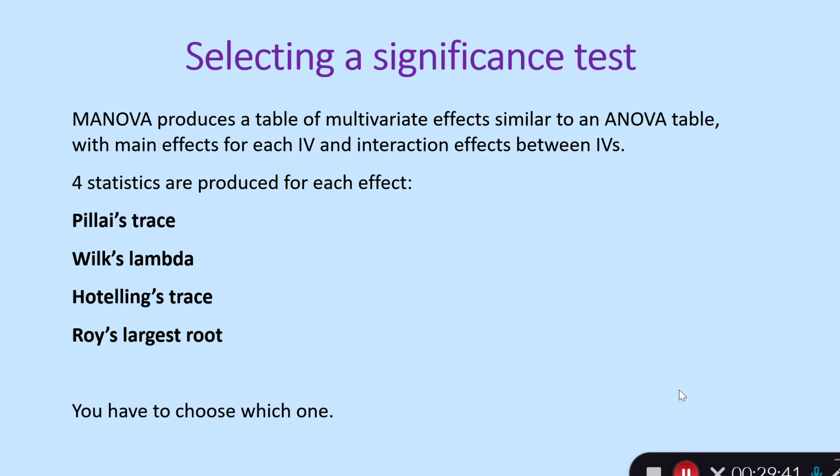The four are, as you can see on this slide, Pillai's trace, Wilks' lambda, Hotelling's trace, and something called Roy's largest root. As it says at the bottom of the slide, you run your test, and it gives you your F ratios, multiple F ratios for each test. So it gives you these four. You have to pick which one you interpret. You have to choose which one to report.